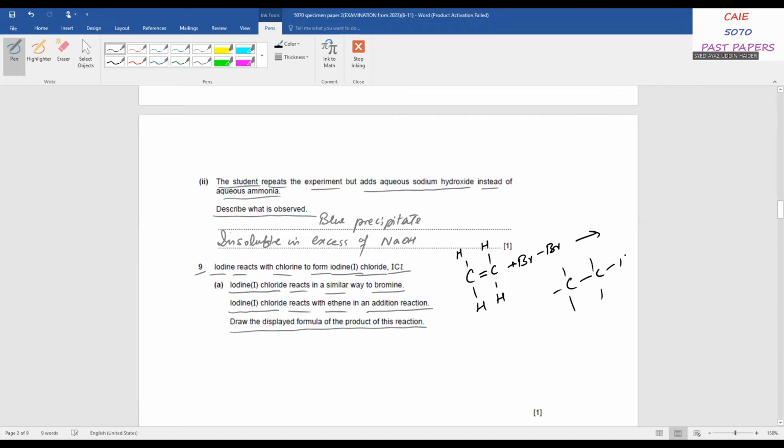What you have to do? You have to add bromine to both carbon atoms. Now they are mentioning here iodine 1 chloride reacts in a similar way to bromine. So it will be very easy to predict the product. Draw the saturated form of ethene, which is ethane. And here you have ICl, so you write I and Cl. Very easy.